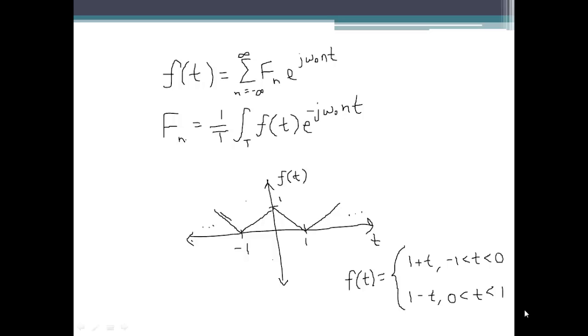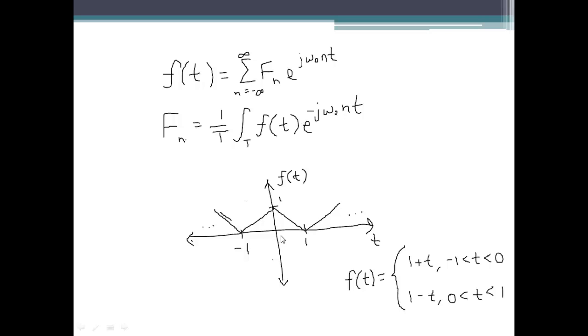The main concept behind Fourier Series is given by these two equations here. What we want to do is take a periodic function in the time domain given by small f of t and decompose it into an infinite sum of weighted exponentials. And in this way we decompose it into the frequency domain.